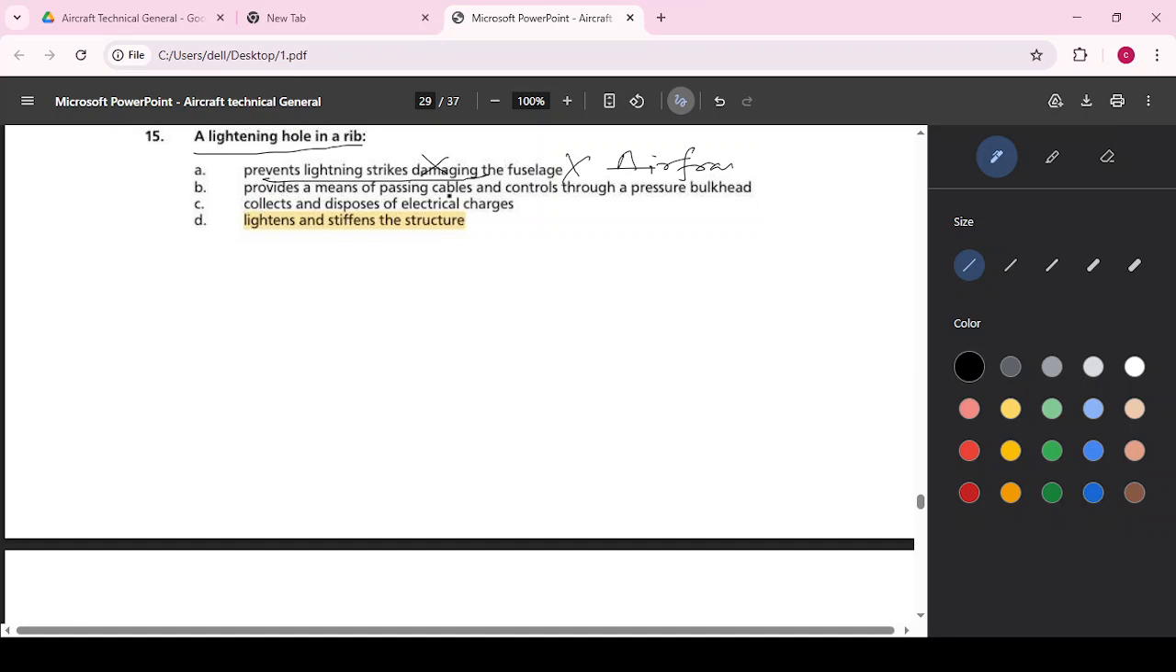Provides means of passing cables and controls through the pressure bulkhead? A lightning hole in a rib? No. Collects and disposes electrical charges? Nothing like that. Lightens and stiffens the structures. That is 100% true.